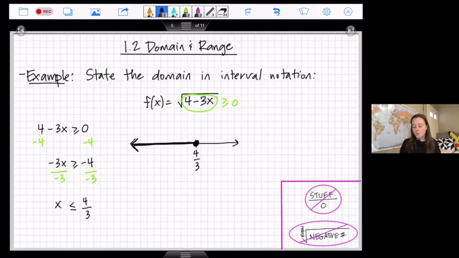My left-hand endpoint is negative infinity again. And I'm going to go all the way up to 4/3. This time I want to include 4/3, so I'm going to put a square bracket on there. And we don't have a second part of the number line to represent, so this whole thing is our domain.